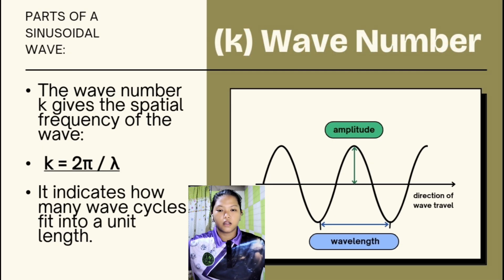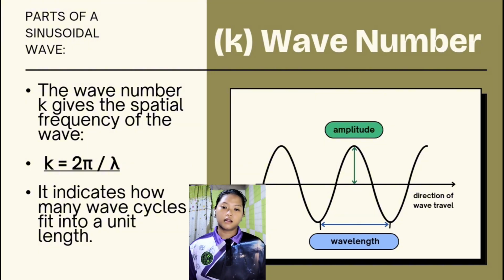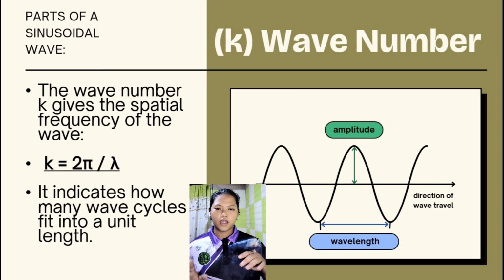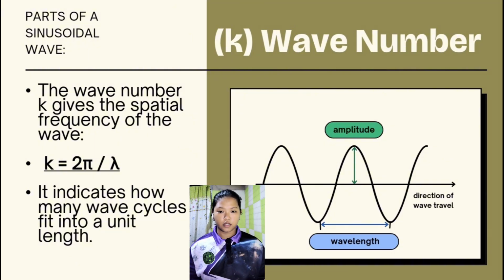Next is wave number. The wave number gives the spatial frequency of the wave using the formula 2 pi over wavelength. It indicates how many wave cycles fit into a unit length. So if the wavelength is short, the wave number is large, meaning more waves fit in 1 meter.